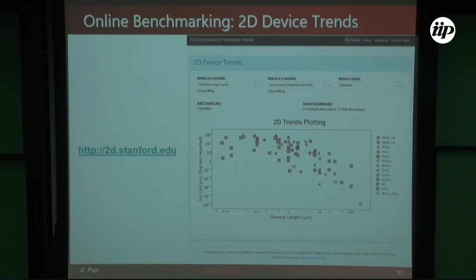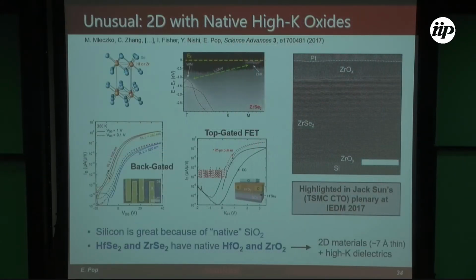And here we put all kinds of data from the literature that we find, current versus channel length. You can select only the monolayers. You can select only whatever material you're interested in. And I am certain that this data is very incomplete. So I would appreciate it if you send us an email or just click that button right there and say, hey, there's a really good paper that came out in 2016 and you're missing it. Please add the electrical data. Thank you.